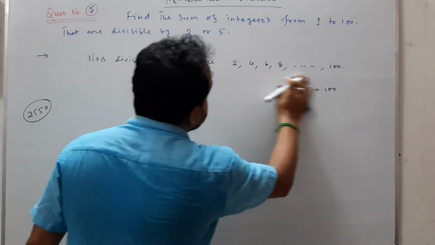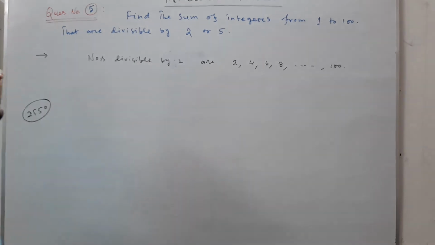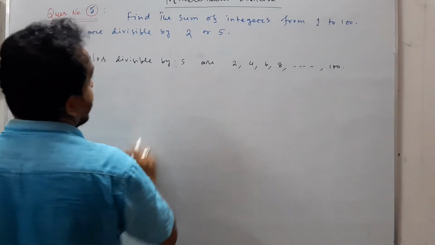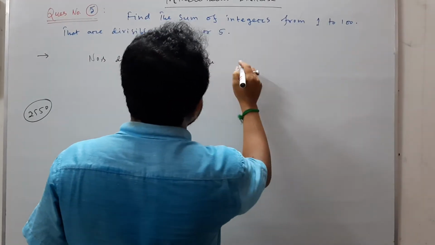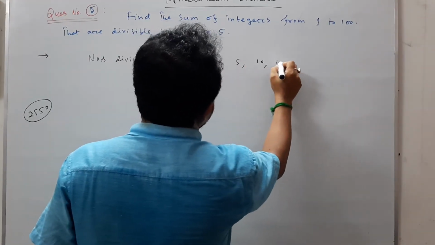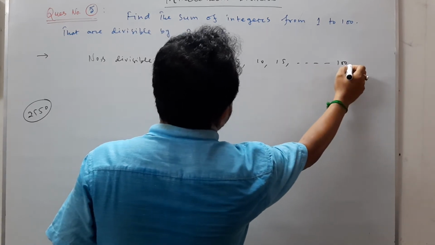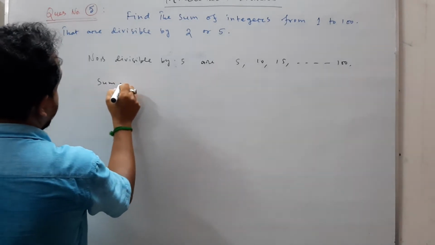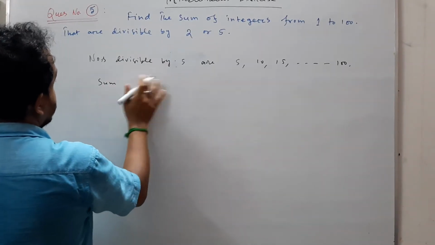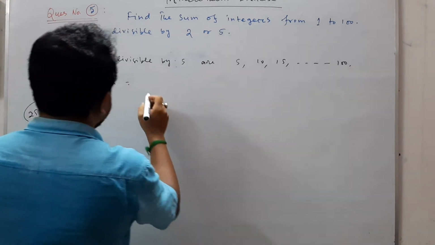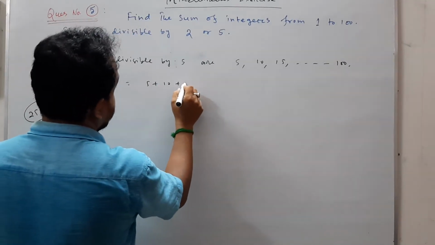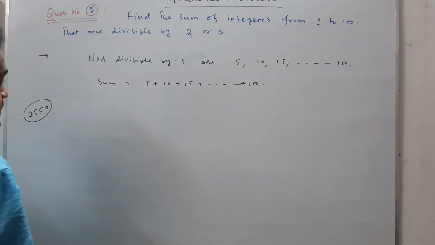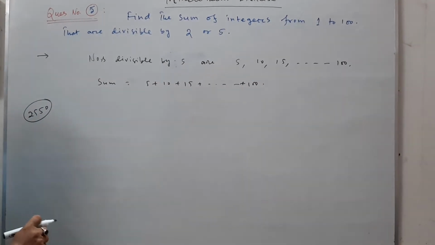Now we consider the numbers or integers which are divisible by 5. Numbers divisible by 5 are 5, 10, 15 and so on up to 100. Now what is the sum? The sum is equal to 5 plus 10 plus 15 plus dot dot dot 100. So how many terms do we have in this series?